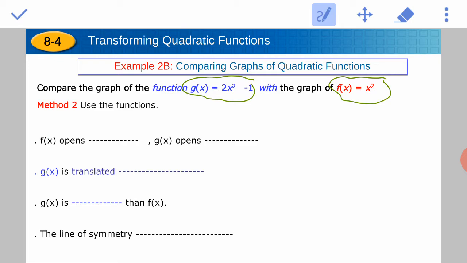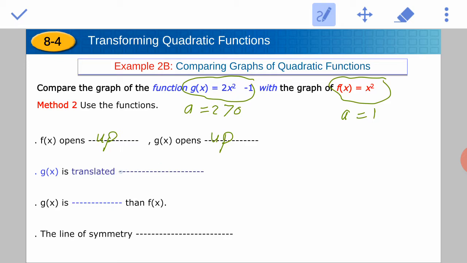The opening direction of the quadratic function g of x is determined according to the value of a. Since a equals 2 and it's greater than 0, it means the opening direction of g of x is upward, and the opening direction of f of x is also upward because the value of a of this function equals 1. It's a positive number, so the opening direction of both of them is upward.